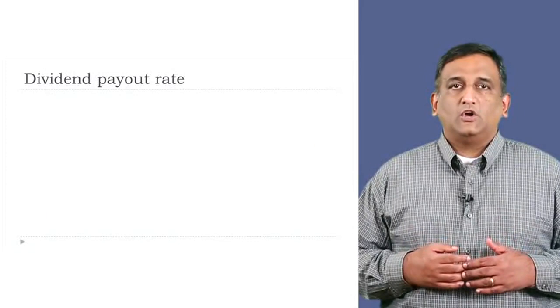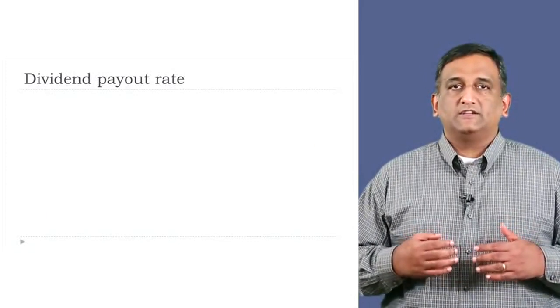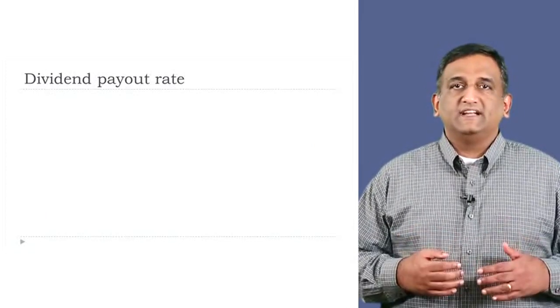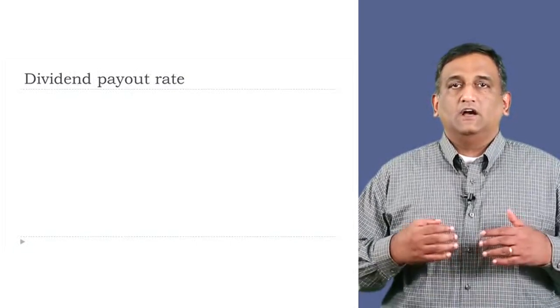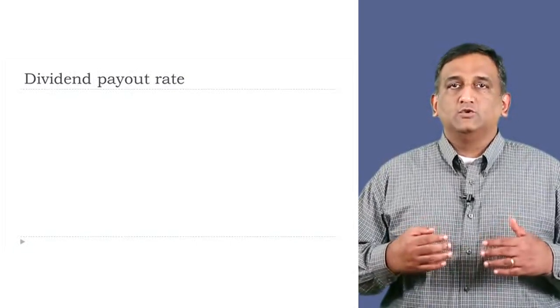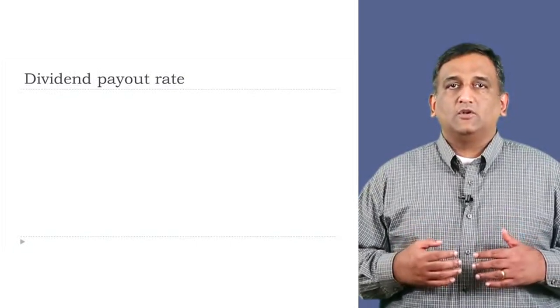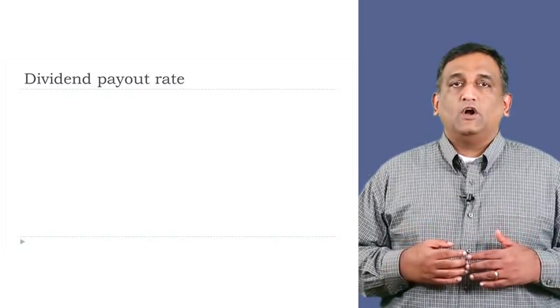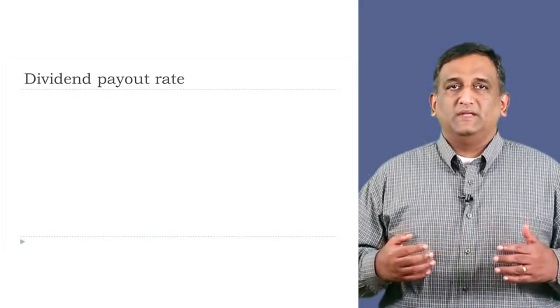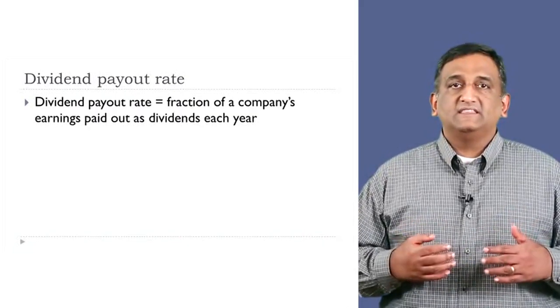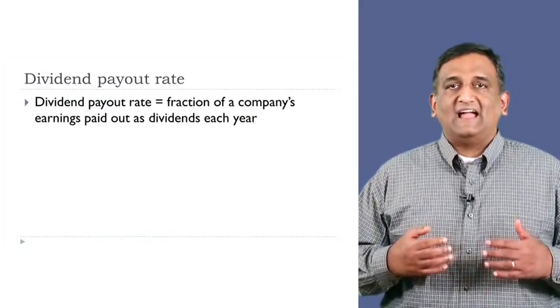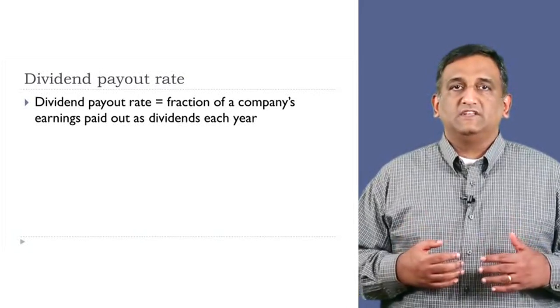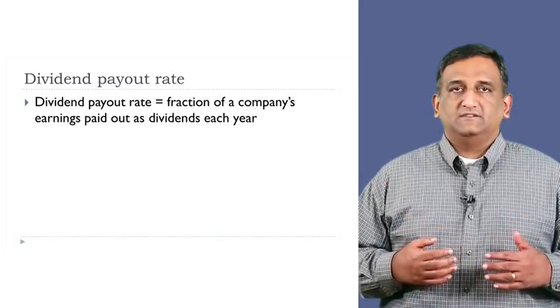Last time, we saw that one realistic way to calculate today's stock price was to treat the dividend stream as a growing perpetuity and then use the Gordon growth model to calculate today's price. But how do we go about determining what the growth rate of dividends will be? Let's define the dividend payout rate as the fraction of a company's earnings paid out as dividends each year.